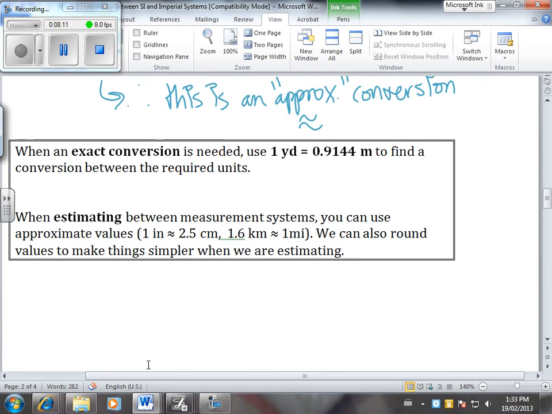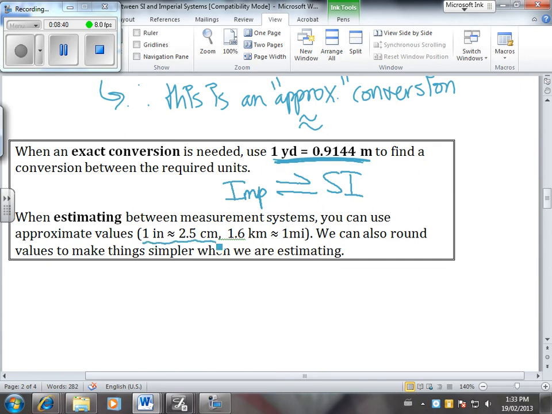When an exact conversion is needed, we have to use an exact comparison. Okay? And we can go either way. So we can go from imperial to standard and then back. Okay, so we can go both ways. But when we're estimating, we can put in approximate values. And so this is the way we speak in real life.